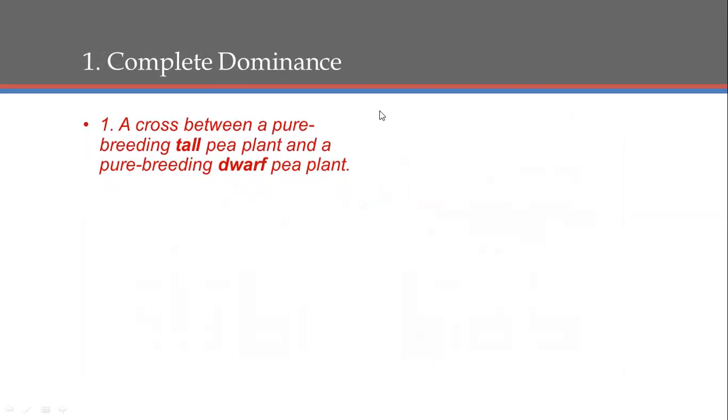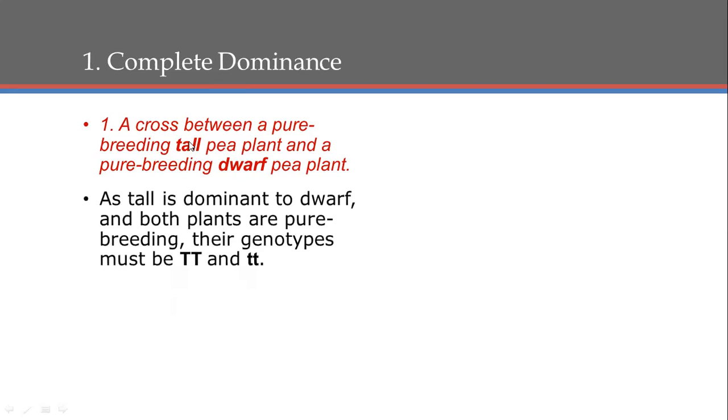Complete dominance is the one we know, that we worked with before. Let's do it one more time. A cross between a pure breeding tall pea plant and a pure breeding dwarf pea plant. When I say pure breeding, this means that they are the same, they are homogeneous. As tall is dominant to dwarf, and both are pure breeding, their genotype must be capital T, capital T, and small t, small t.